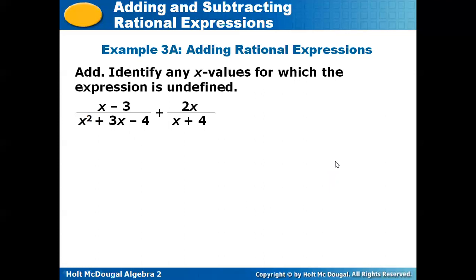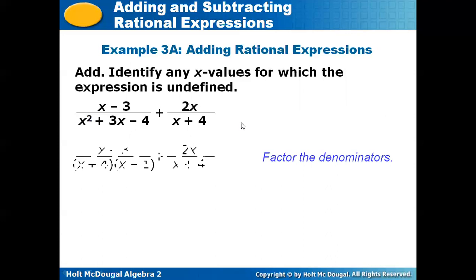Example: how do we add rational expressions with different denominators, and then identify any x values for which the expression is undefined? x minus 3 over x squared plus 3x minus 4 plus 2x over x plus 4. First, we're going to factor out your denominators here.